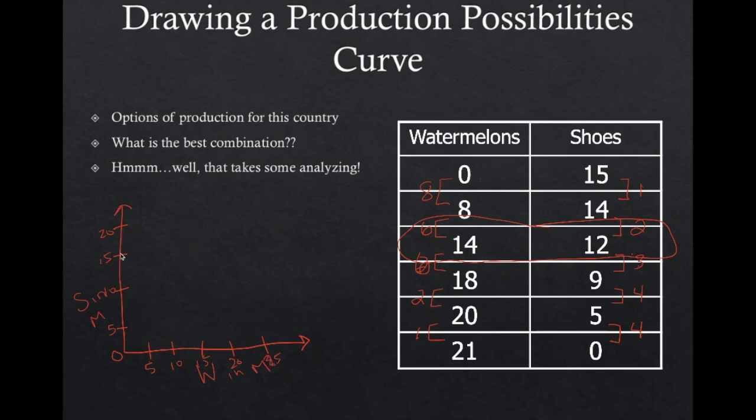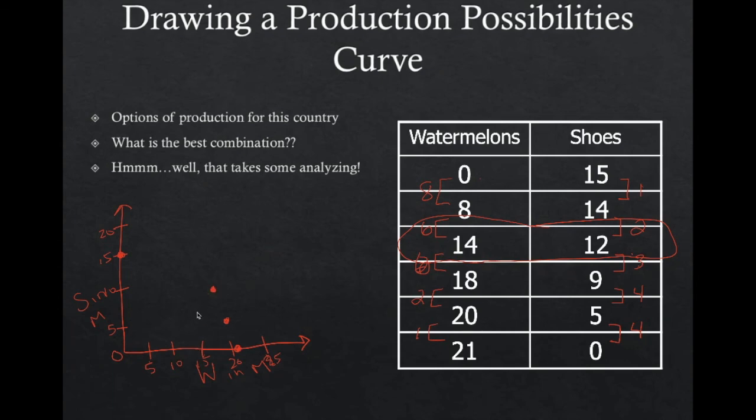Okay, so I'm going to produce 15 million pairs of shoes and 0 watermelons. And then I produced 21 million watermelons and 0 shoes. So I got those 2 points. Extremes. Remember, extremes are bad. Well, if I go 25, 20 million watermelons, 5 million pairs of shoes, 18. Okay, this is a little harder. 18 to 9, you know what I'm at right here. You don't have to be that exact. We just need to get a shape, right?